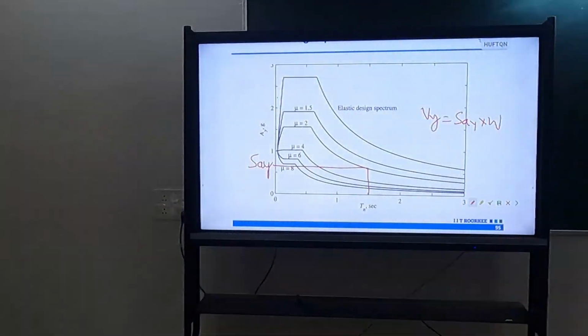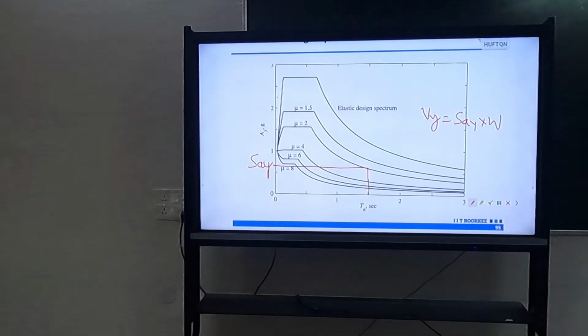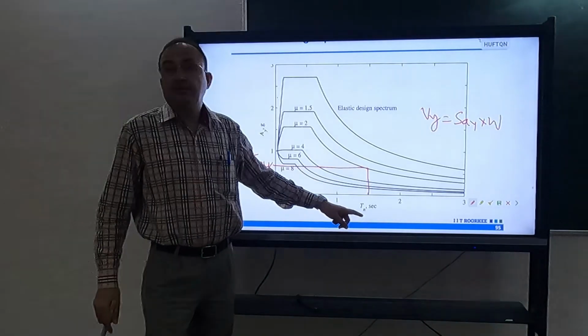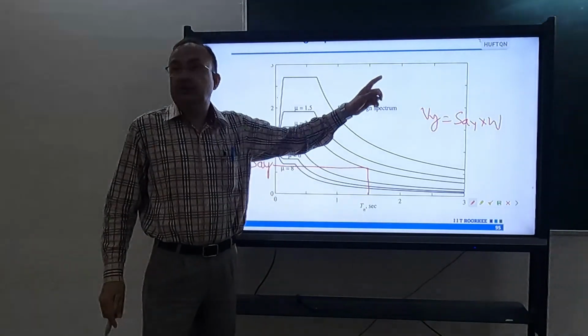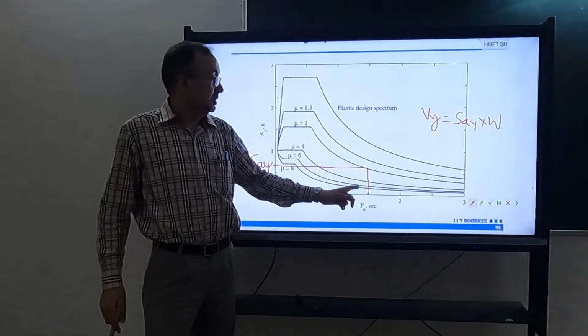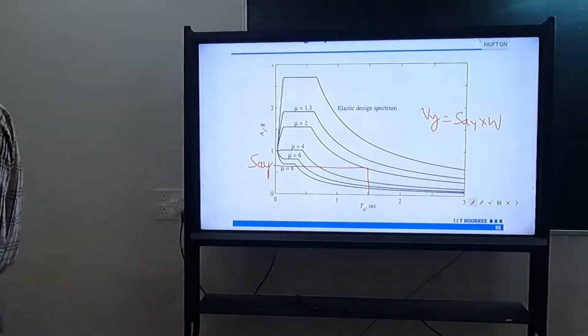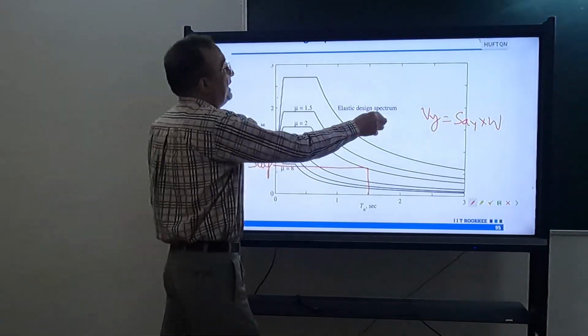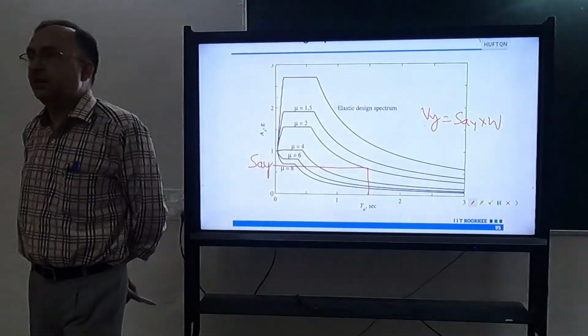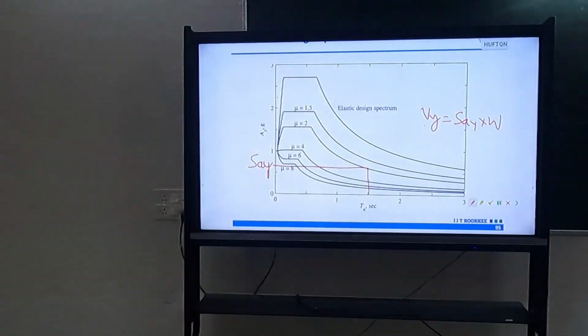So why are we doing all this? I know how much ductility is there in my structure. Once I know the ductility, from this graph I know this period, and this period is TE. Okay, elastic period, not the secant period. This also you have to keep in mind. So if I know the initial period of my structure and I know how much ductility capacity it has, I can simply read SAY from here, and then I can design. I can calculate the yield base shear for which I have to design.